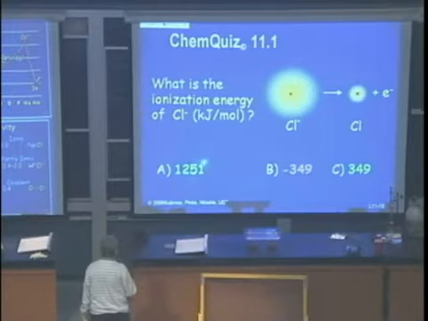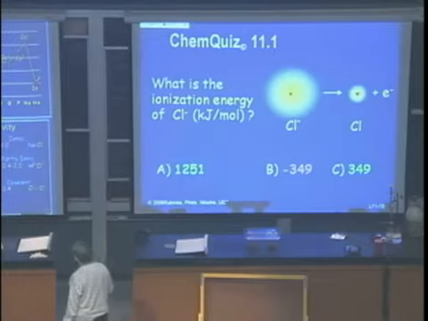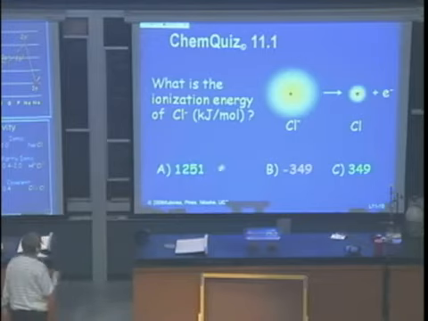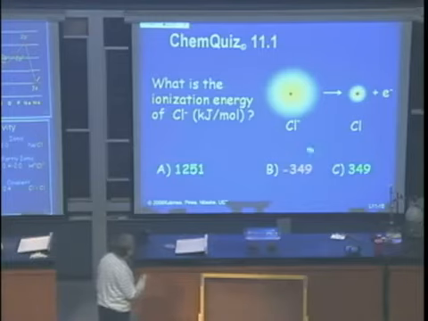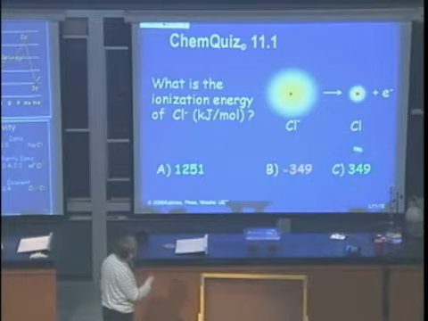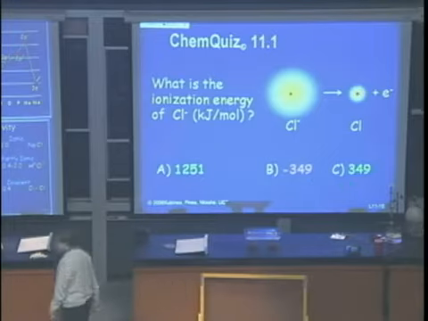The ionization energies are here. Can you read them partially? Is it 1,251? Is that positive or negative, the ionization energy? Is it minus 349 or is it plus 349? All right, why don't you think about this and give me your answer? Ionization energy.